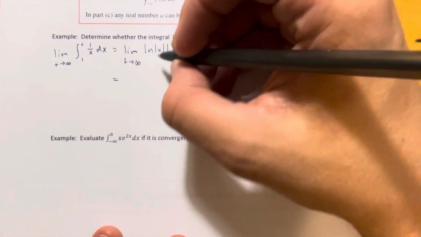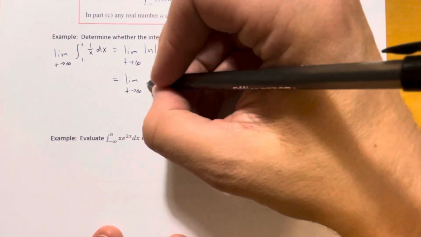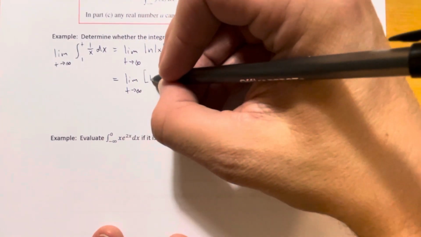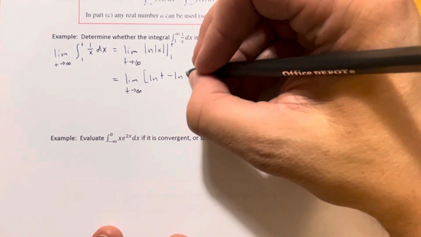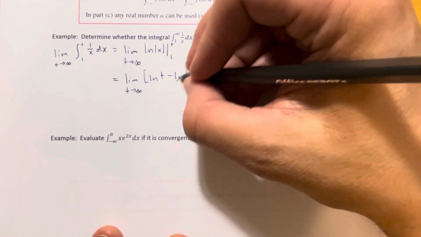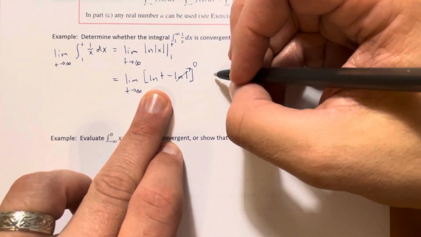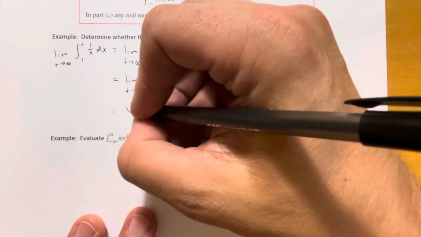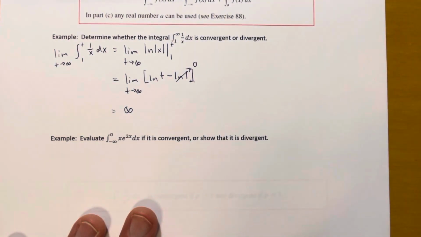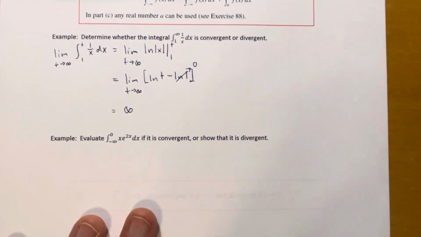Okay, that is the same thing as the limit as t approaches infinity of the natural log of t minus the natural log of 1. Of course, the natural log of 1 is equal to 0, so really this is just the limit as t approaches infinity of the natural log of t, but that is an infinite limit. So that goes off to infinity. It doesn't have any horizontal asymptote or anything like that.